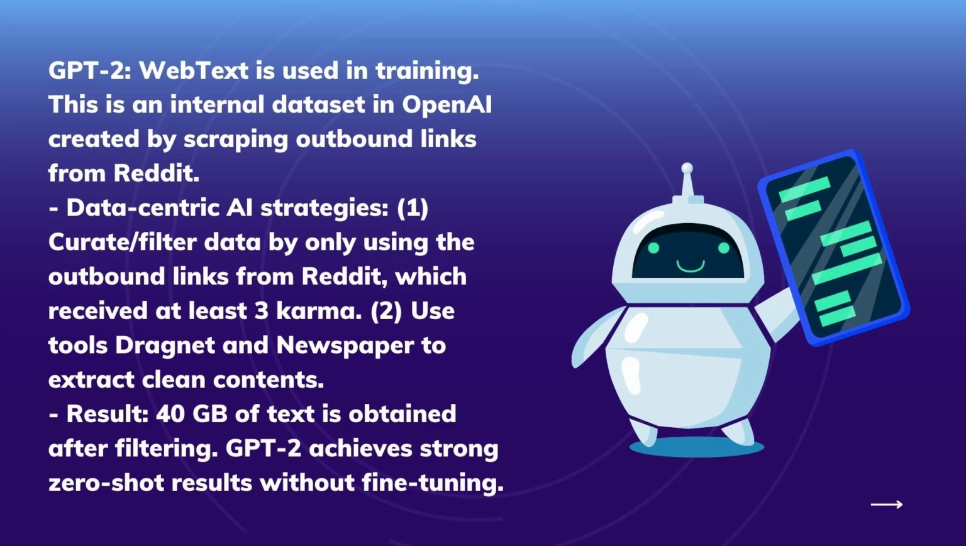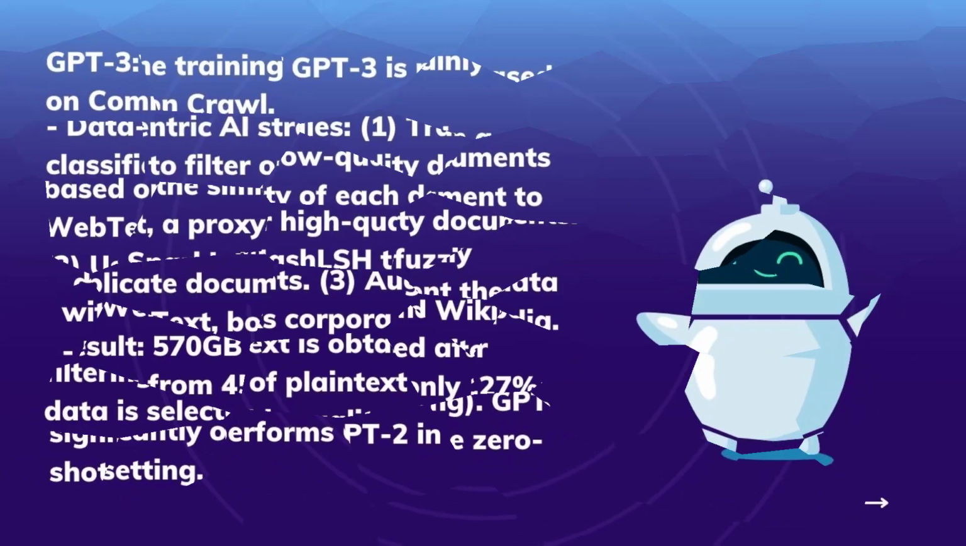Data-centric AI strategies: 1. Curate/filter data by only using the outbound links from Reddit which received at least 3 karma. 2. Use tools Dragnet and Newspaper to extract clean contents. Result, 40 gigabytes of text is obtained after filtering. GPT-2 achieves strong zero-shot results without fine-tuning.